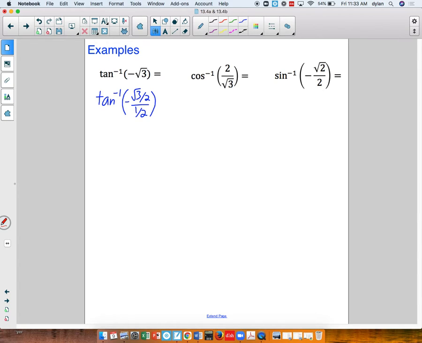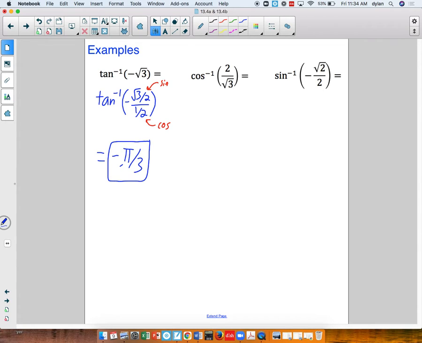So in this case, the root 3 over 2 would be your sine value, and the 1/2 would be your cosine value. So we know that it has to have a reference angle of 60 degrees or pi over 3. And tangent inverse has an allowable range from negative pi over 2 to pi over 2. This one is negative, which means that the answer here has to be negative pi over 3.